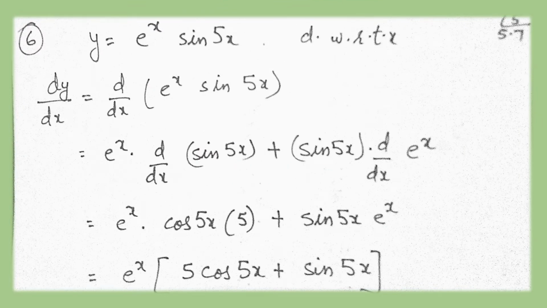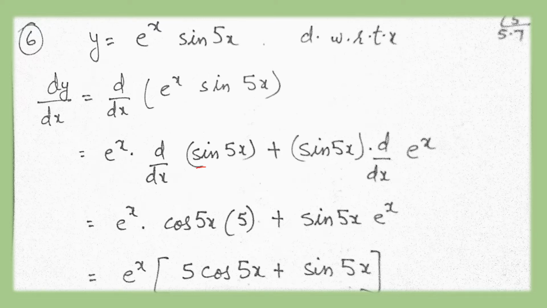Now what does this say? The question says y is equal to e power x sine 5x. Right? Now differentiate with respect to x. What you will get? dy by dx is equal to d by dx e power x sine of 5x, right? Now you will be using the UV formula here, which states that the first function e power x as it is multiplied by the derivative of the second function, so d by dx sine of 5x, plus the second function sine of 5x as it is multiplied by the derivative of the first function, which is d by dx e power x.